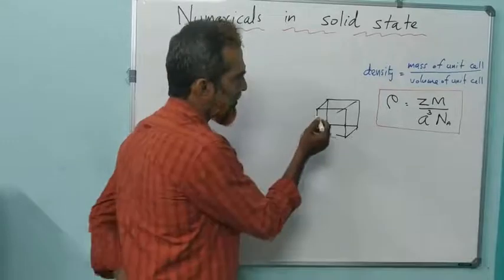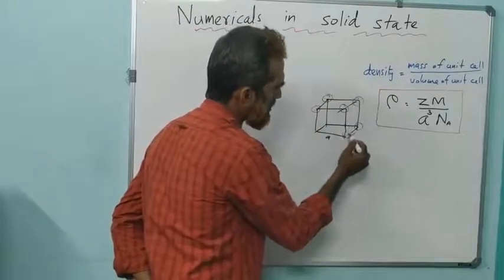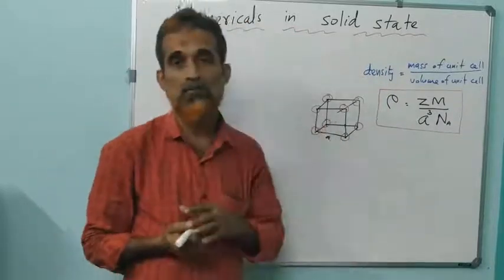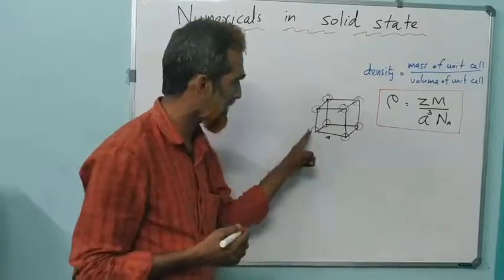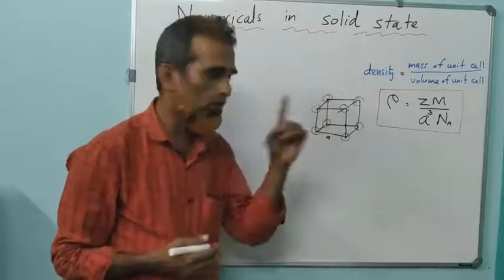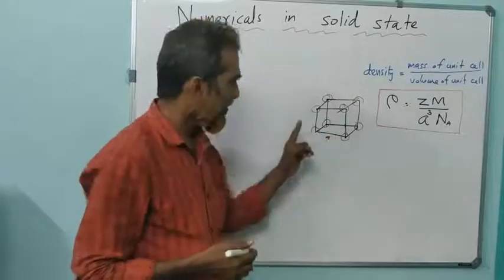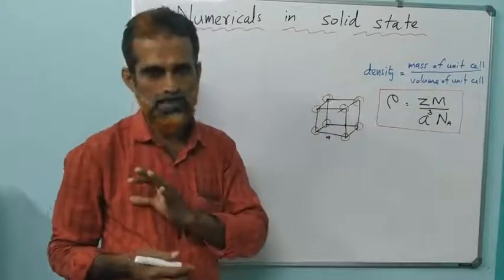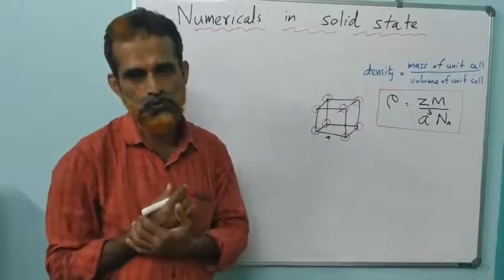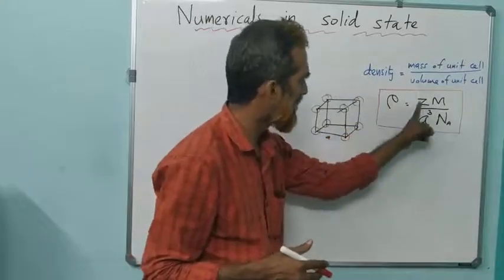Suppose it is a simple cubic, there will be particles only at the 8 corners, and you know that the effective number of particles per unit cell for simple cubic is 1, because it is 1 by 8 into 8. If it is BCC, it will be 2, because there will be one more particle in the middle of the cube. That means it depends on Z. We assume the constituent particles to be spherical, so the number of spheres is Z.